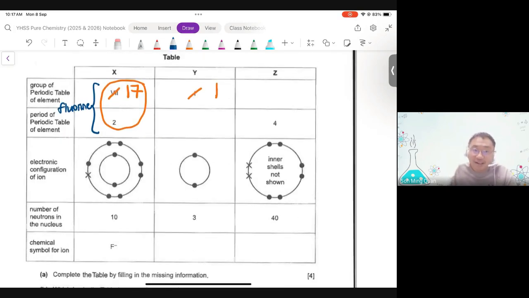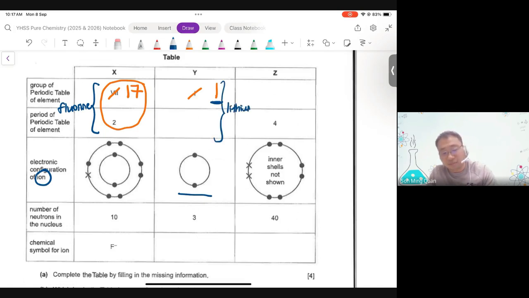Okay? Now, for element Y, it is group 1. Group 1, the ion is only like that. Only got 2 electrons. That means originally, this atom had lost 1 electron, become like that, right? So originally, the atom is 2, 1. So this is actually lithium. All right.